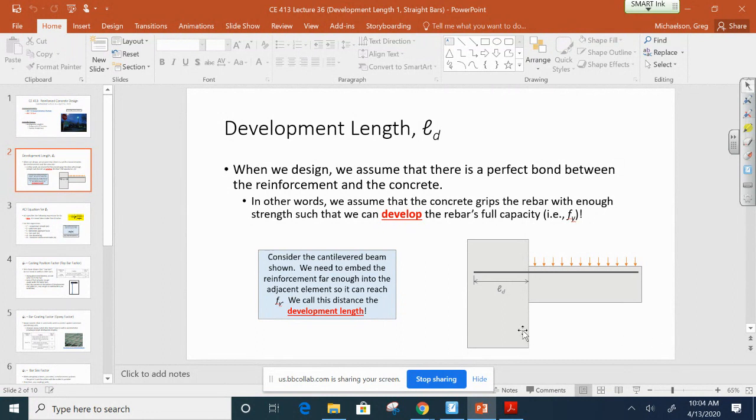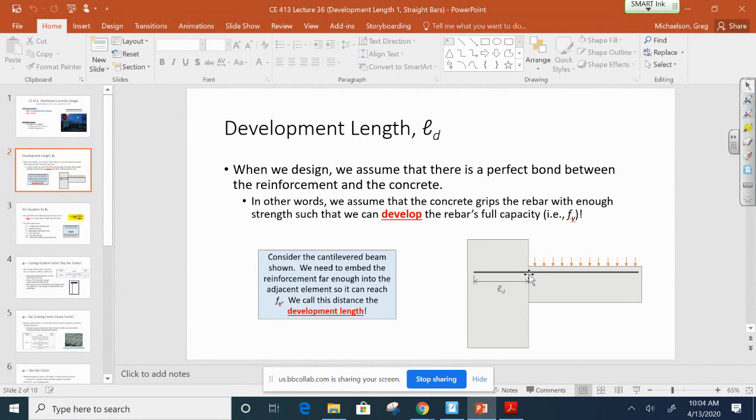Now, if I had terminated the rebar at the interface between the beam and the column, right where they touch, the beam would fall down and probably kill somebody. Because in order for me to use this rebar to resist this load, I have to embed that rebar a certain depth into the adjacent elements. When we design, we assume there's a perfect bond between the reinforcement and the concrete. In other words, the concrete can reach 0.85 f'c, but the steel can reach fy.